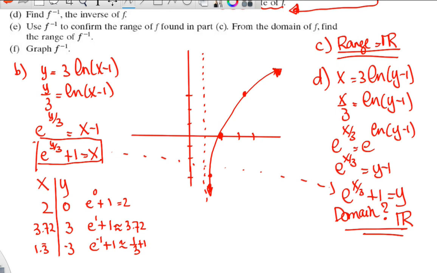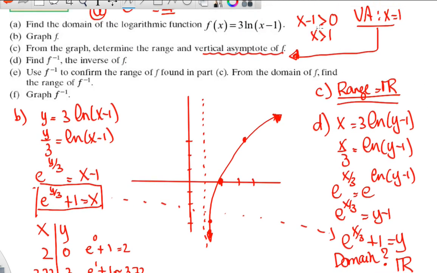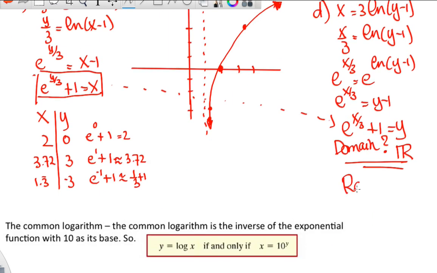And from the domain of f, find the range of the inverse. And the domain of f was over here, right? We said x had to be greater than 1. So if that's the domain, then the range for my inverse will be y is greater than 1.